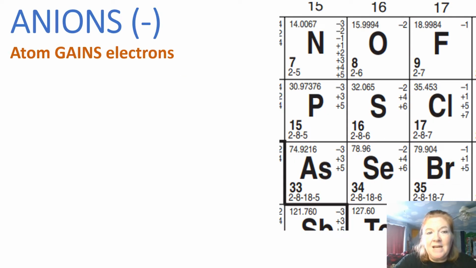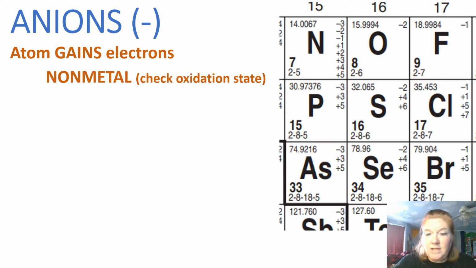All right, now what about anions? Anions are negative. These are atoms that gain electrons, and they tend to be nonmetals. So a lot of nonmetals have a lot of oxidation states. You can see, especially look at nitrogen, the giant list of charges. But for our purposes for this unit, all you're going to do is look at the very first oxidation state. Later in the year, we're going to get to what the rest of these are. But for now, we're just looking at the first oxidation state. And you can see that that is negative for all of these nonmetals.